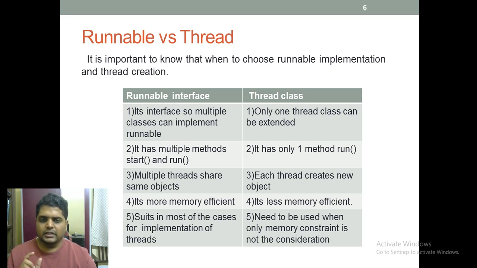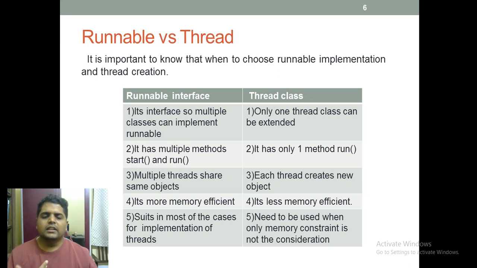And multiple threads share the same object. The point to note is that multiple threads share the same object in the Runnable interface, and each thread creates a new object in the Thread class. So when you use the Thread class, a new object is created in the heap memory for each thread. According to memory management, the Runnable interface is more memory efficient as compared to the Thread class. And finally, in most cases the implementation is done through the Runnable interface.